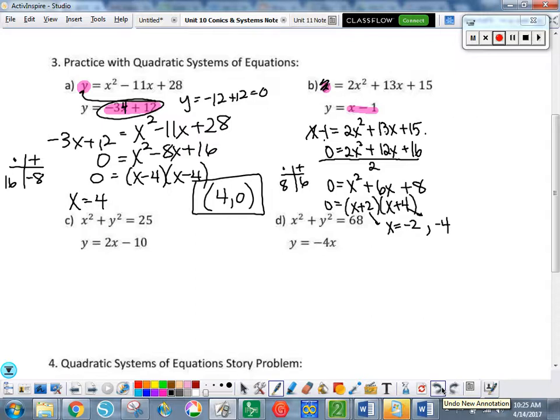So, how do I find my 2 different solutions? Let's start with this one. If I plug in the negative 2, negative 2 minus 1 would be negative 3. Is that okay? Stay with me, which means your first ordered pair is negative 2, negative 3.